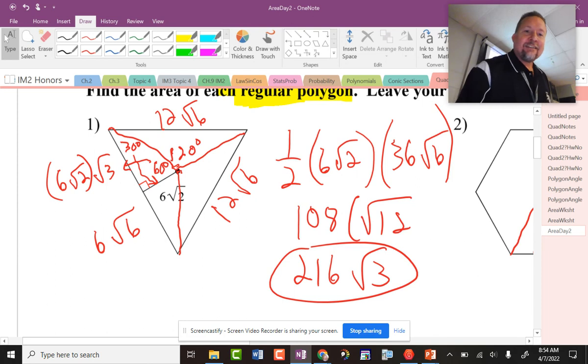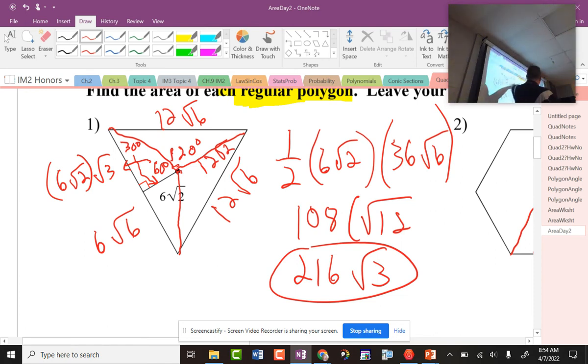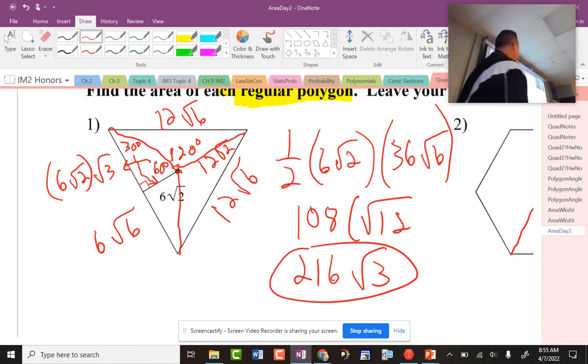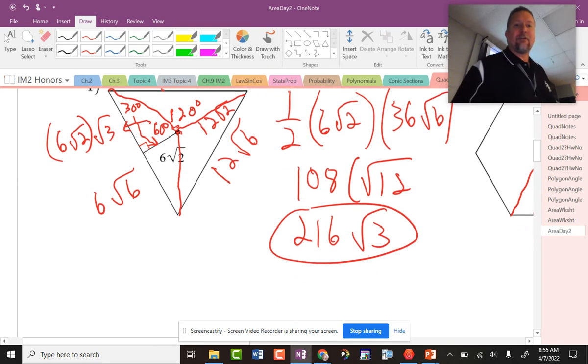All right, so 6 root 2, double that is 12 root 2. So this height is actually 18 root 2. Are you with me? So you have options. You could have, I don't know, half apothem times perimeter. So that is actually true. It's really hard to write, so I know this is messy. This pen stinks, you know that.